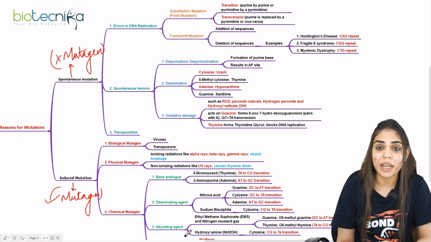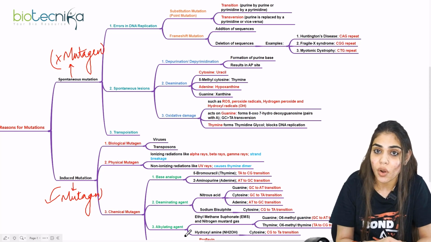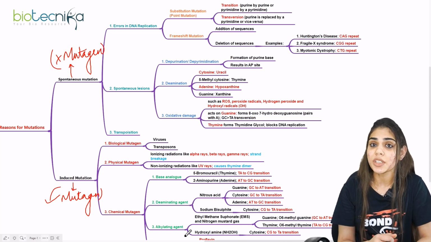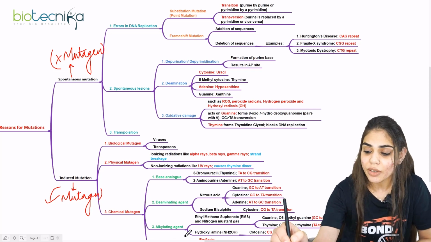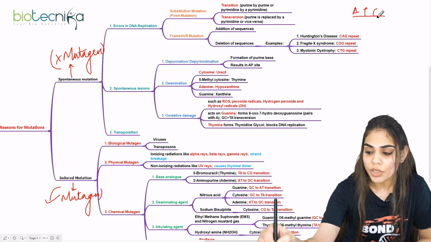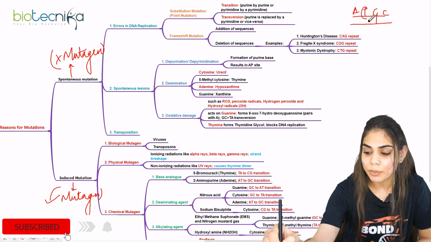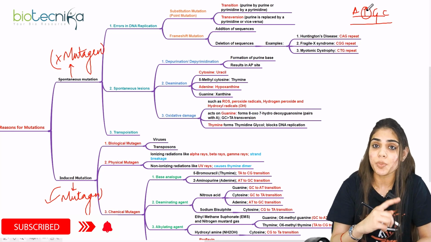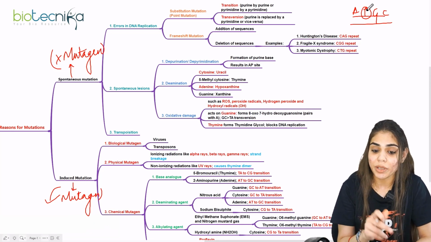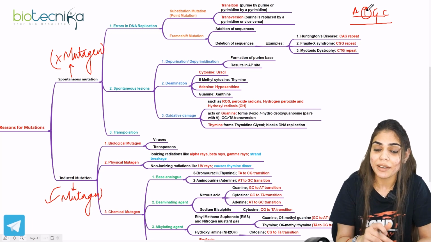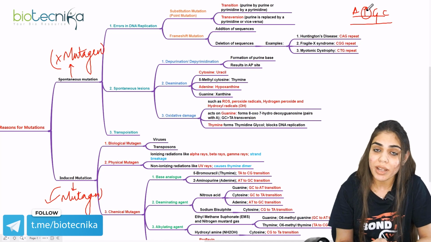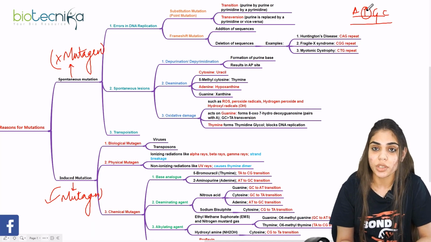The mutation can be at a single base, that is called a point mutation. This point mutation is also called a substitution mutation, because suppose this is a DNA fragment, let's say ATGC, and from this a base, the thymine base, is replaced by another base. This is called a substitution mutation, because one base is mutated and replaced by another. This substitution mutation can be a transition mutation or a transversion.